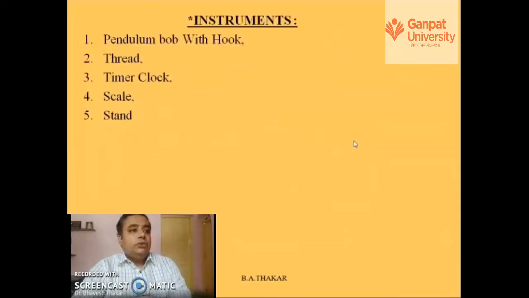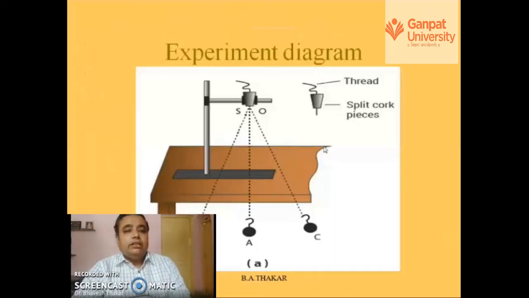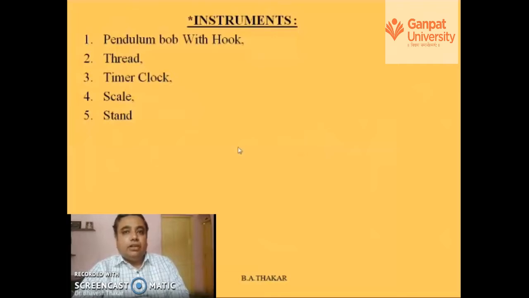These are the list of the instruments that are utilized during the experiment. First is the pendulum bob with hook, normal cotton thread, and a timer clock, which we'll use to find out the time required for 10 oscillations. So time duration can be measured using this clock. A normal scale and a stand are also required.